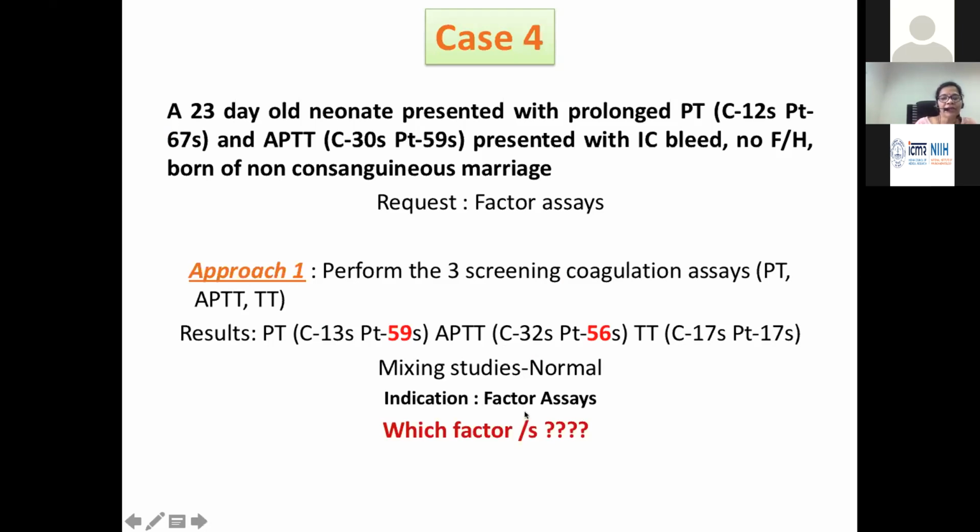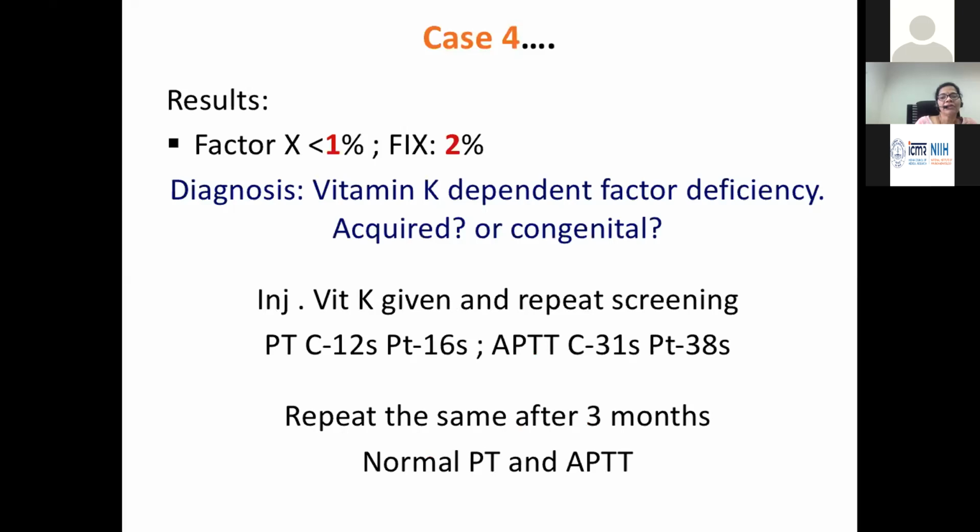So which factors are you going to do? PT, APTT, so you did. Because it's a neonate, I'm not considering only the common pathway here. Because it's a 24-day neonate, the first thing, the commonest thing you see in a neonate is a vitamin K dependent factor deficiency. So we did a factor 10 here, which is less than 1, and factor 9, suspecting vitamin K dependent. I didn't go ahead with the factor 5 like the earlier case. We did a factor 9, which is 2%. So immediately I can give a diagnosis of vitamin K dependent factor deficiency.